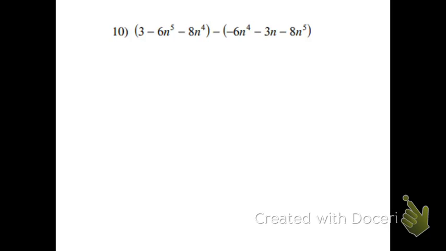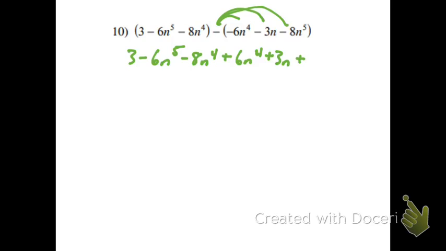Then we have our following subtraction problem. All right, let's start with green. So 3 minus 6n to the fifth minus 8n to the fourth. Now, we're going to start with plus 6n to the fourth because subtracting a negative, or distributing a negative, right there. Then plus 3n, and then finally plus 8n to the fifth. Once you've done that, that's the hard work. Then now it's just adding and subtracting. So these two here combine to make 2n to the fifth.